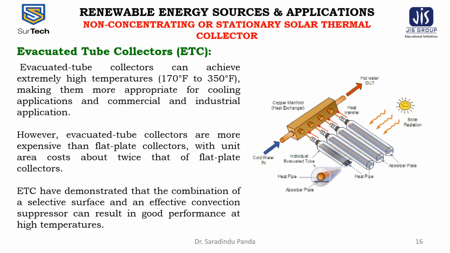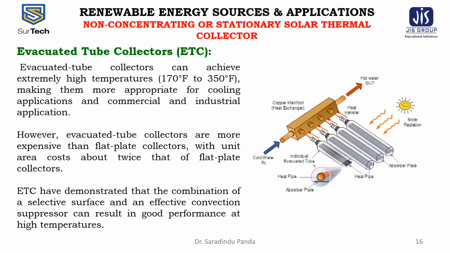Evacuated tube collectors are particularly useful in those areas with cold, cloudy and wintry weather. Evacuated heat pipe solar collectors operate differently than the other collectors available on the market. This type of collector can achieve extremely high temperatures, that is 170 degrees Fahrenheit to 350 degrees Fahrenheit, making them more appropriate for cooling applications and commercial and industrial applications. However, the evacuated tube collectors are more expensive than the flat plate collectors, with unit area cost about twice that of the flat plate collectors.